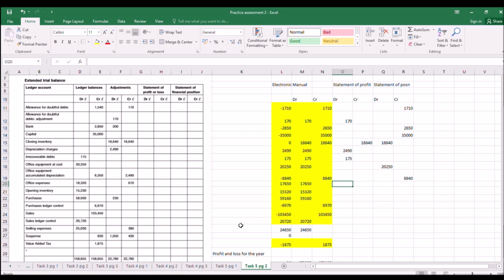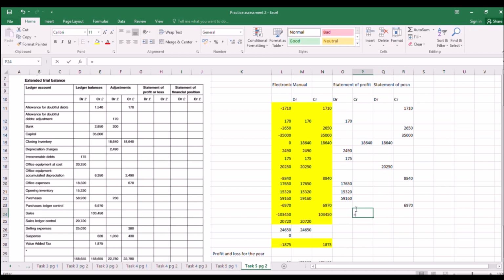Our office expenses is the expenses in the year, and that is that debit there. Our opening inventory goes to the statement of financial performance as the expense there. So if that was the closing stock here, there's the opening stock going into there. Our purchases is that figure there. Our purchase ledger control account is the liability to our suppliers, which is that one there.